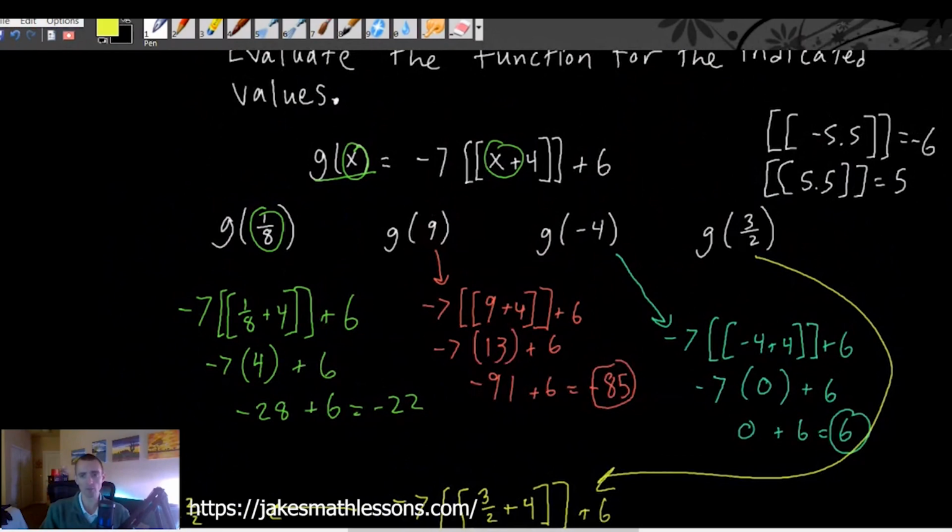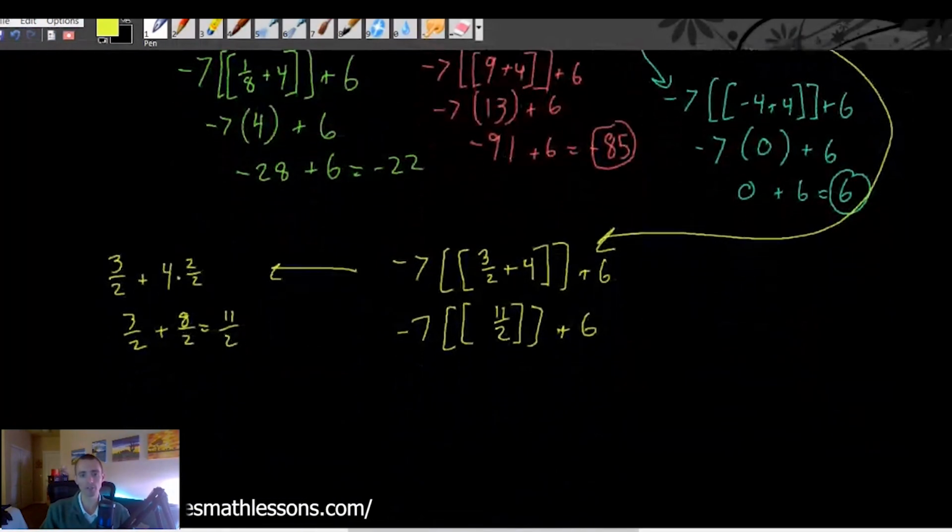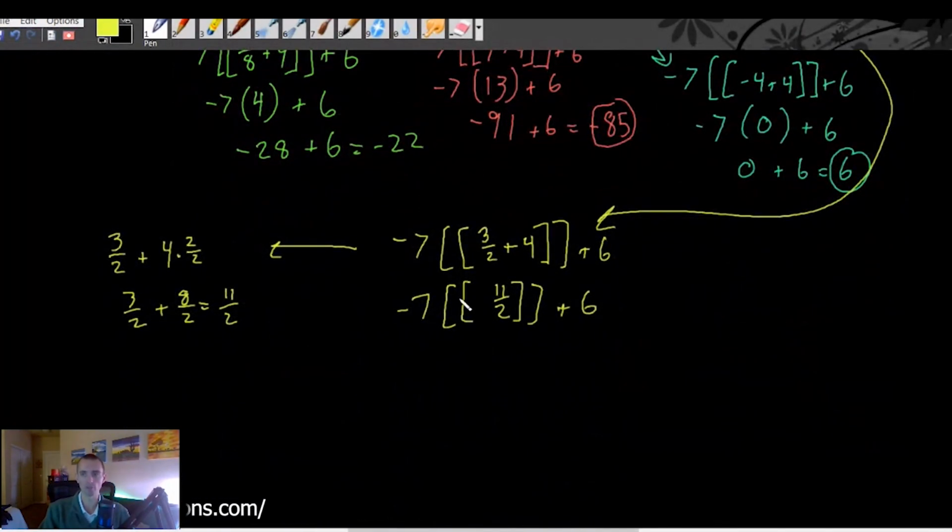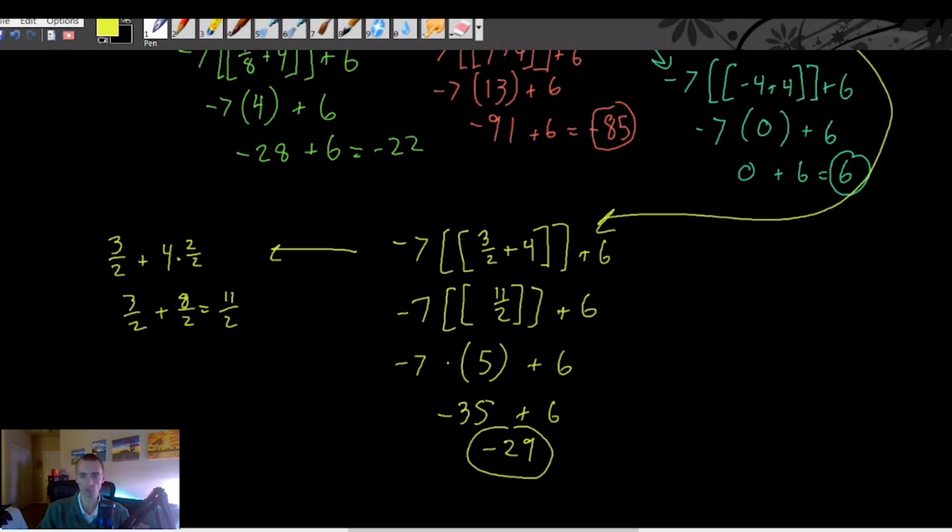Since taking the step of 5.5 is just rounding it down to the nearest whole number, the step of 11 over 2 is just 5. So we're going to have 5 times negative 7 plus 6. Negative 7 times 5 would be negative 35. Plus 6 is going to give us negative 29. So negative 29 will be g of 3/2.